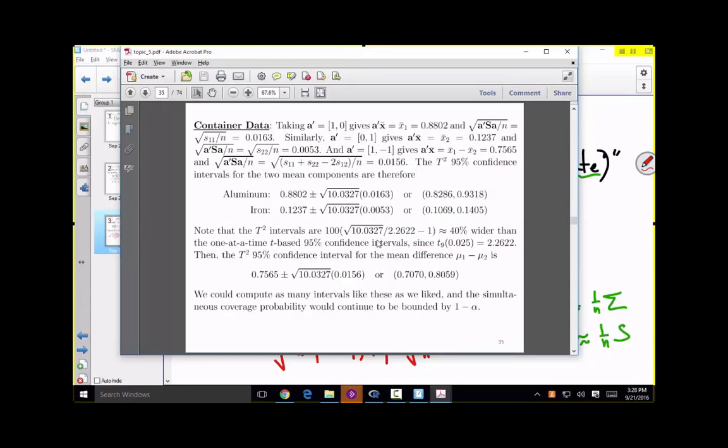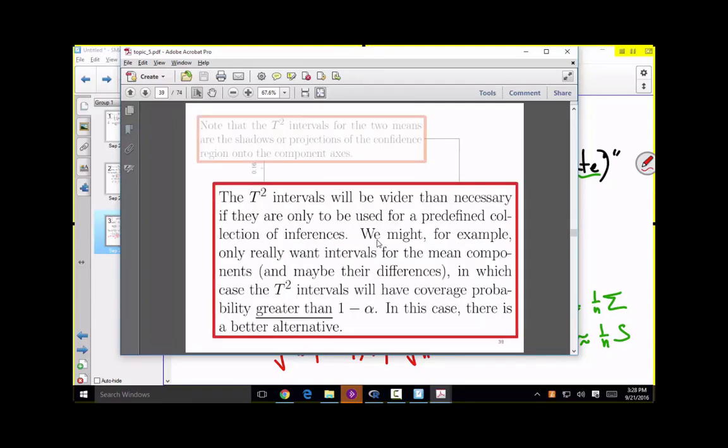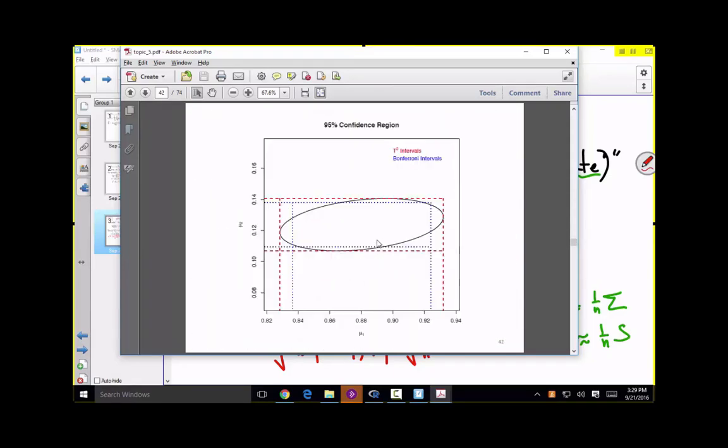The container data has example code. We saw that the t-squared intervals are like these shadows of the confidence regions. And then I commented that we can actually do better than those t-squared style simultaneous intervals. In particular, we can get those blue intervals, which also have that simultaneous coverage interpretation. So these are bona fide simultaneous confidence intervals, but the blue intervals are narrower than the red ones.